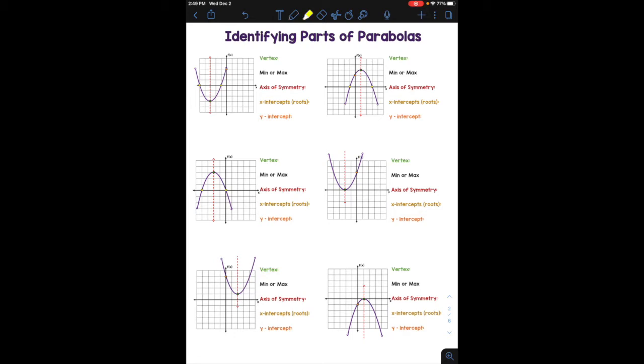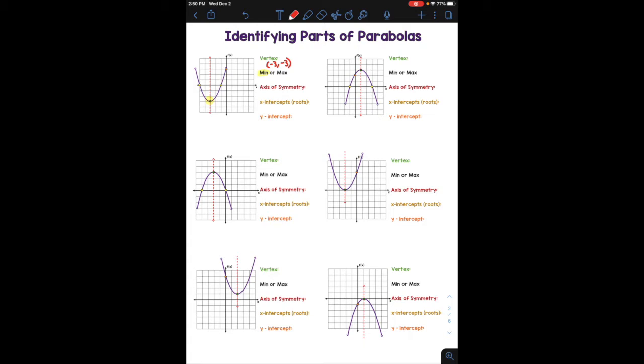For the first problem, the vertex, again, is written as an ordered pair, and that would be this green point on the parabola. That ordered pair would be -3, -3. Since it's on the bottom of the parabola, it's the lowest point, we would describe this as a minimum point. The axis of symmetry is that dotted red line, vertical line that cuts the parabola in half.